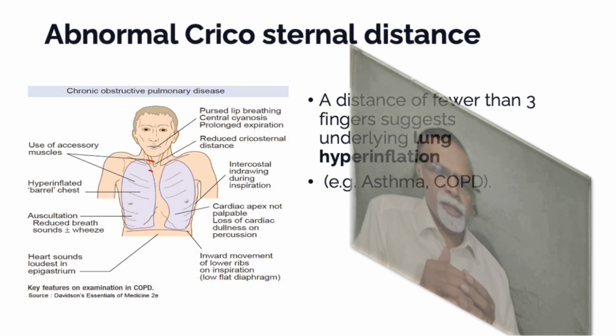In COPD patients, in addition, you may see other findings like prominence of the accessory muscles of respiration, pursed lip breathing, central cyanosis, and the expiratory phase of respiration prolonged. Intercostal indrawing during inspiration can be seen, and the inward movement of the lower ribs on inspiration. These are the additional findings you may get in a patient with hyperinflation of the chest. This also you can look for along with the cricosternal distance.